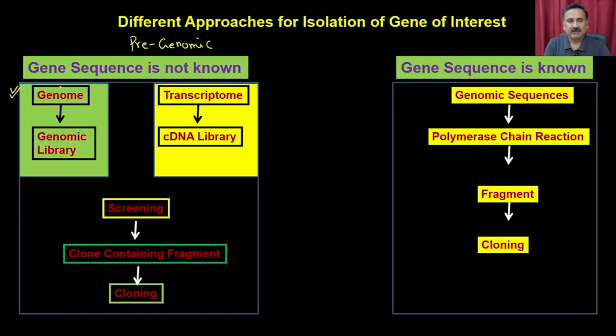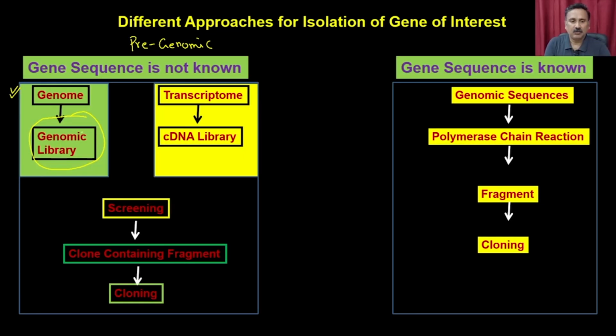In the previous lecture we discussed how you can identify the gene if the genome is known. In that context, you have to prepare a genomic library. A genomic library is a collection of genes cloned into individual clones, and it represents the complete genome, which means the genomic library is also going to represent the cDNA library as well.